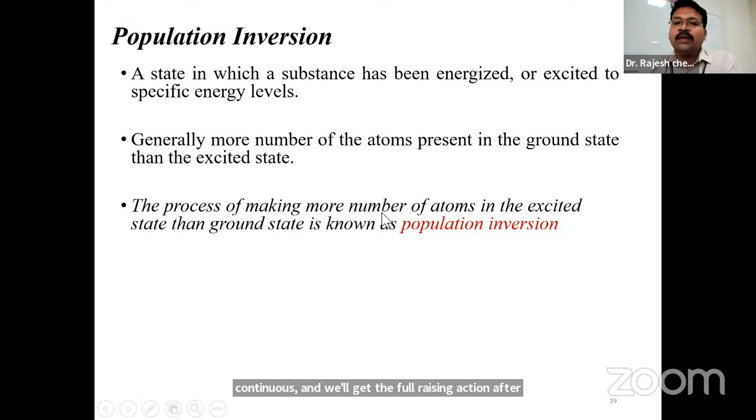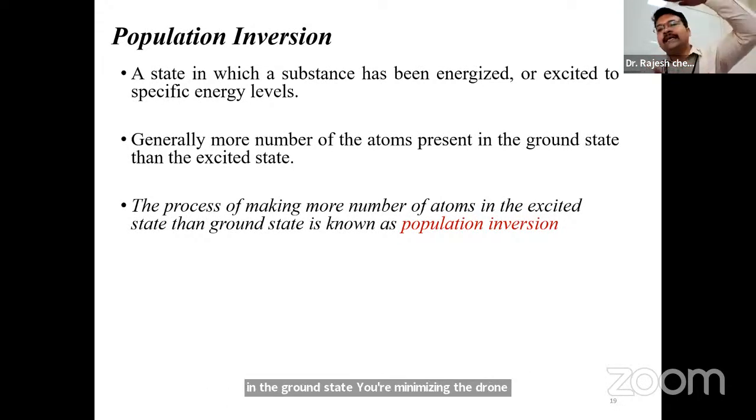The process of making more atoms in the excited state than the ground state, we call population inversion. That means we are minimizing the ground state population and increasing the excited state population of the electrons. I'm talking about electrons; sometimes we can say ions or molecules, but for our understanding I'm taking electrons.